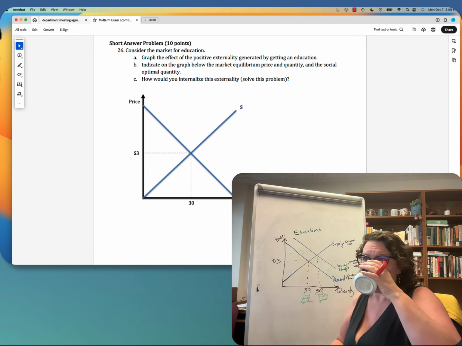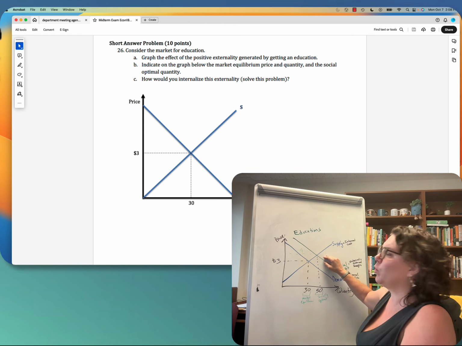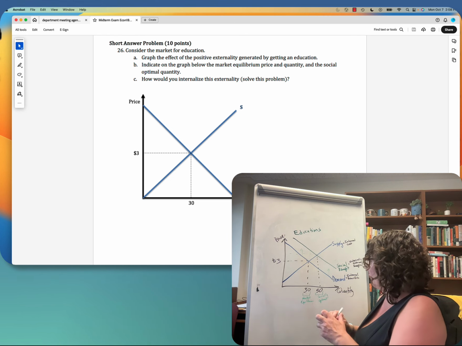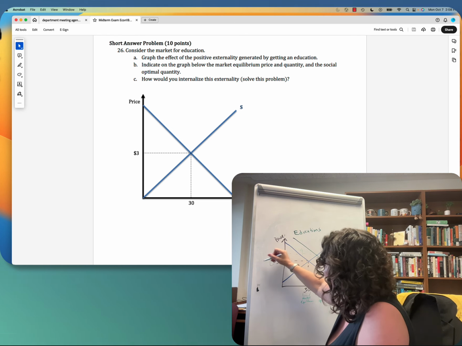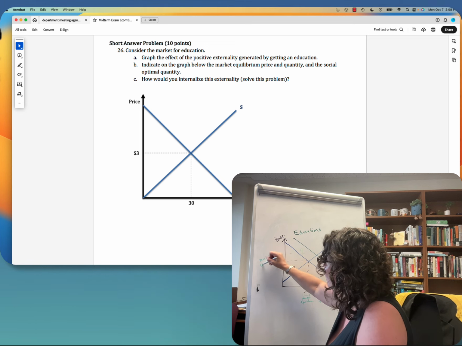So we have graphed the effect of the positive externality. We've indicated that the market equilibrium quantity and market equilibrium price are here.